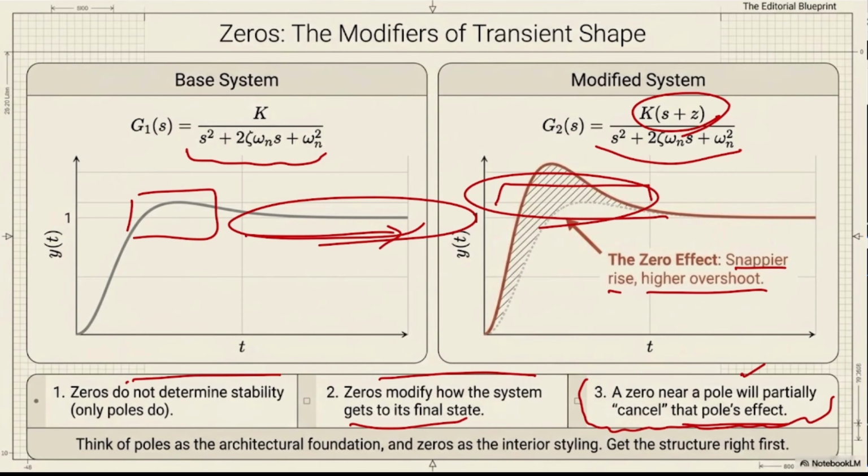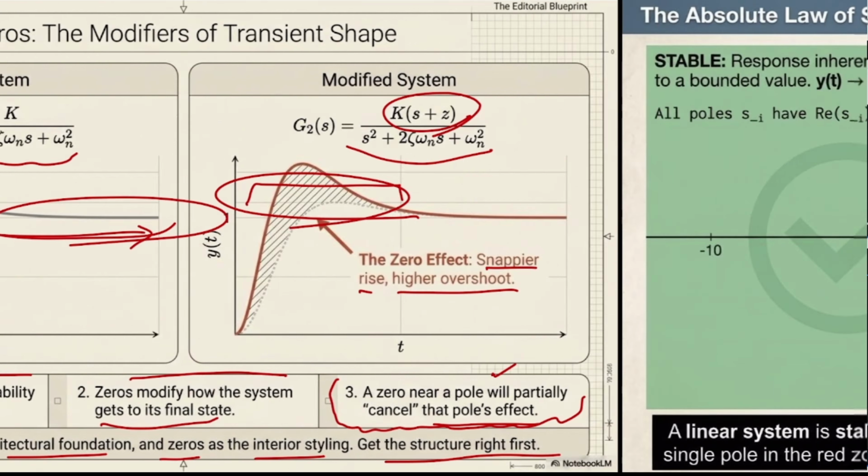Obviously, poles have a little bit of effect over that part, but the poles' effect is mostly on the steady state part. On the other hand, zeros are going to show themselves on what? On the transient part. So as you can see, think of the poles as an architectural foundation and zeros as the interior styling. We get the structure right first.